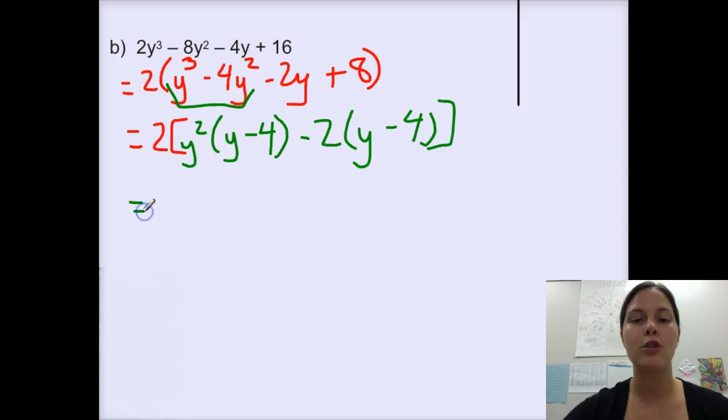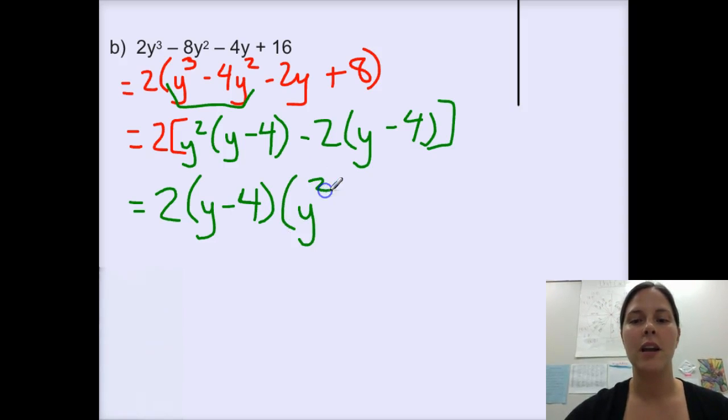Continuing to factor, that 2, which was our first GCF, we need to keep. The y minus 4 is our second GCF when we're looking inside the brackets. What's left is y squared minus 2.